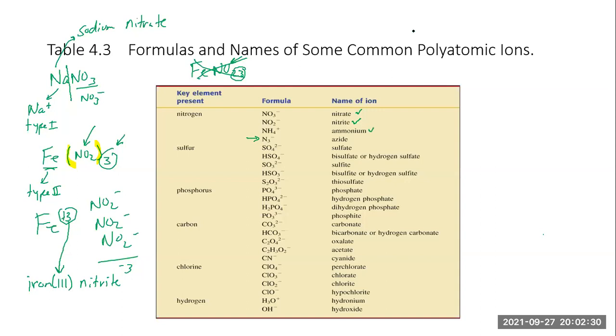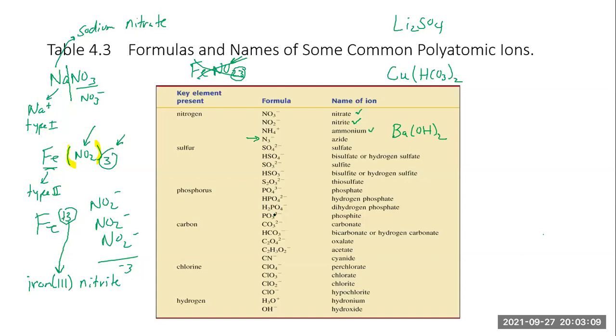All right, let's do a few here to finish it out in terms of our naming. Let's do Li2SO4, give the name for that. Let's do Cu(HCO3)2. Let's do Ba(OH)2. So give the names for those, and then let's do some names to formulas.